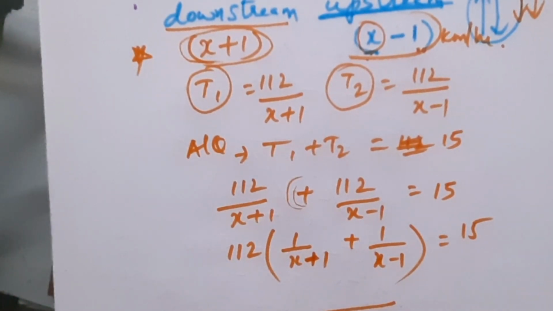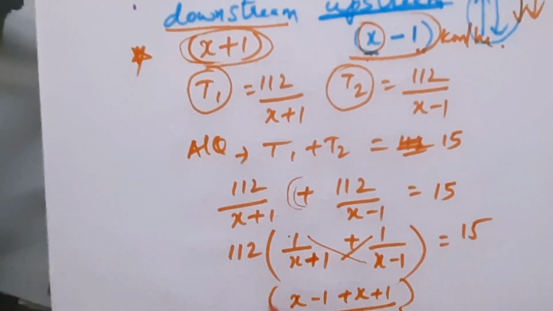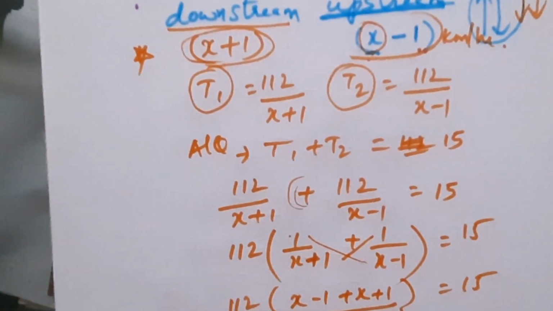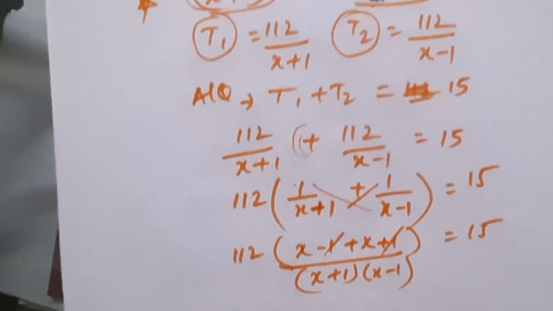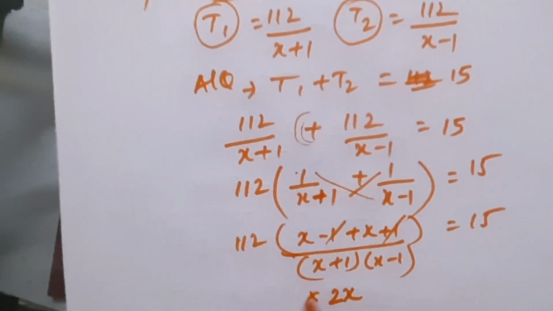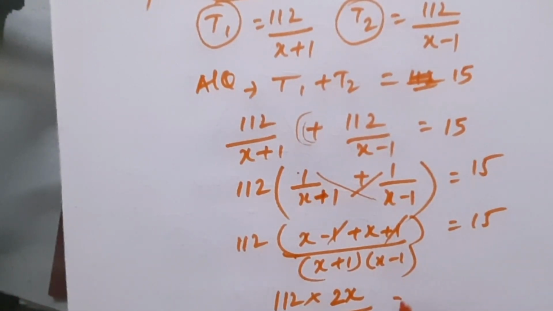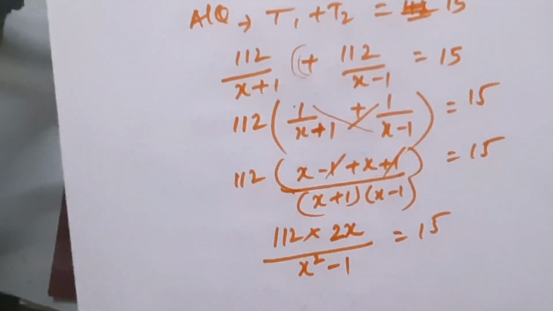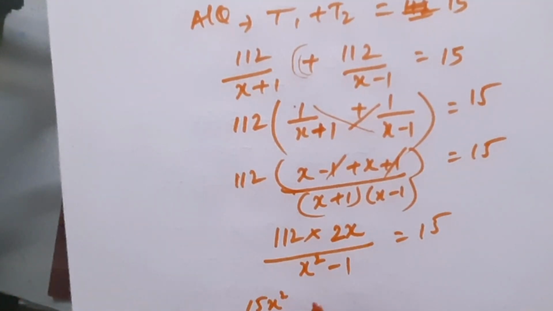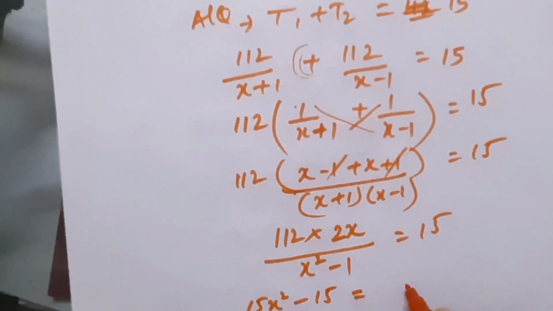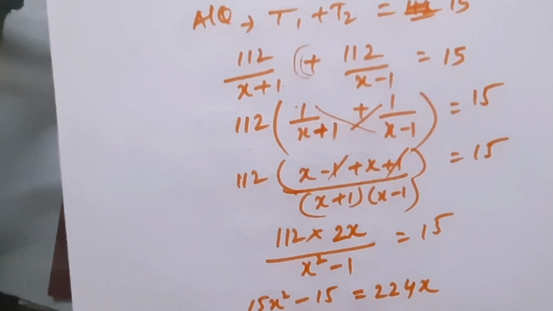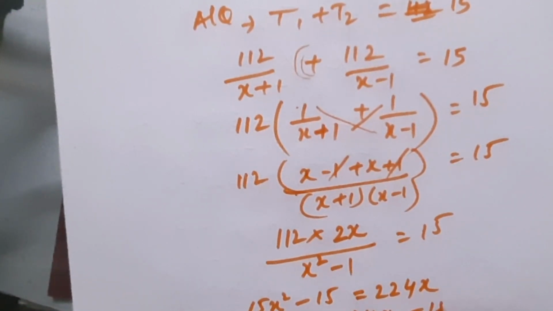So let's take the LCM, x plus 1 into x minus 1. Now we multiply this x minus 1 to this side, cross multiplication. So x minus 1 plus x plus 1 over x squared minus 1 is equal to 15 upon 112. Both plus and minus 1 got cancelled. So we are left with 2x, and in the denominator it is a plus b, a minus b form, so it is x squared minus 1 is equal to 15. Now we'll have cross multiplication. This is 15x squared minus 15 is equal to 224x. Now shifting 224x towards left, 15x squared minus 224x minus 15 is equal to 0.